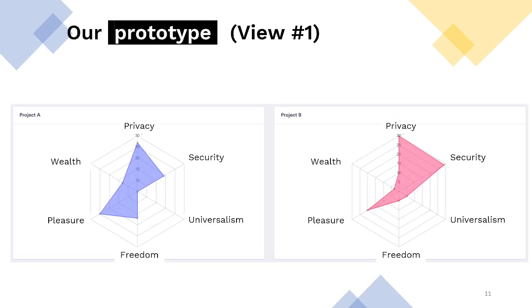To communicate our idea to software practitioners, we developed a prototype that consists of three different views. These views are developed using static HTML. First, we developed a summarized view of the number of issues where a human value is identified. In this view, we display two projects side by side to support comparison between projects.